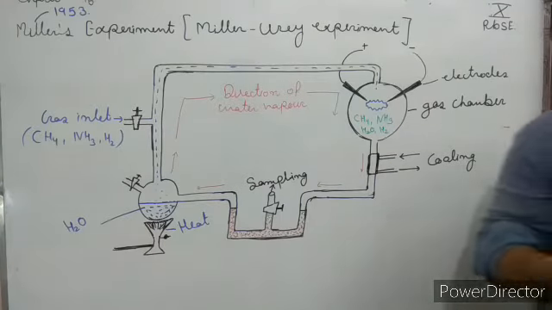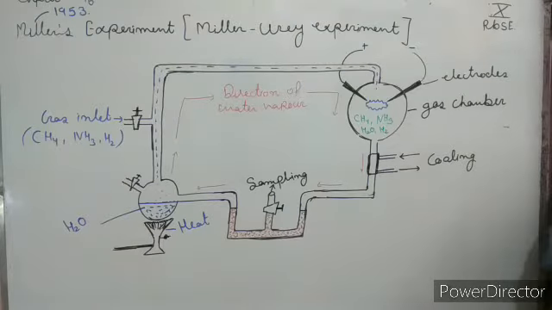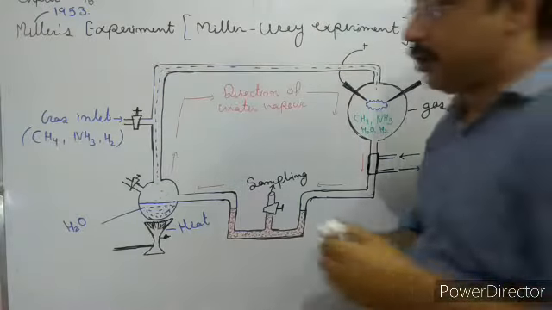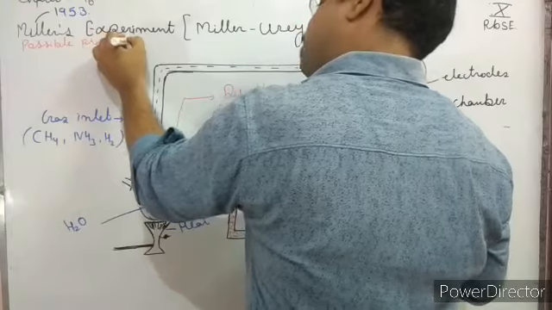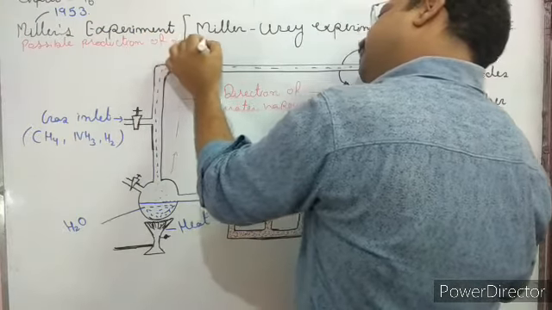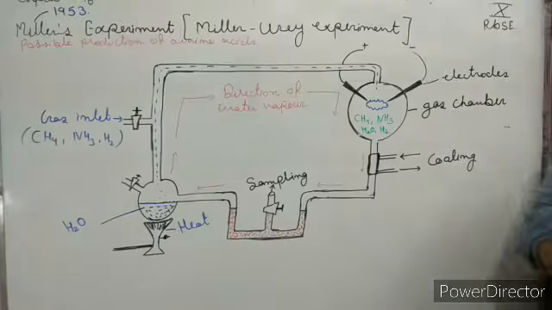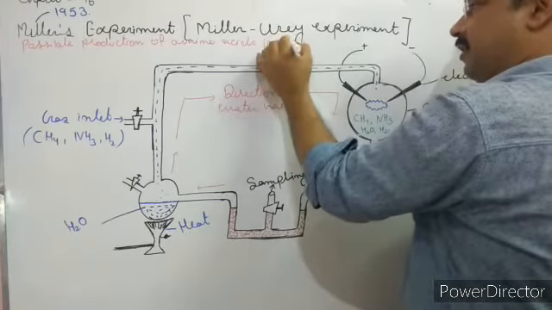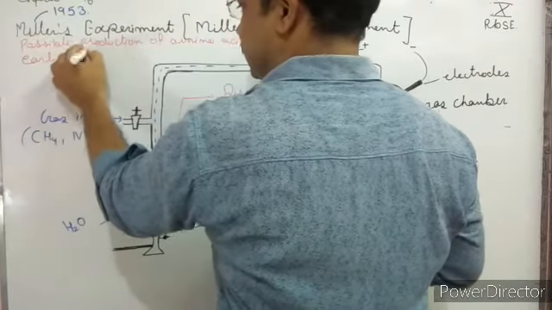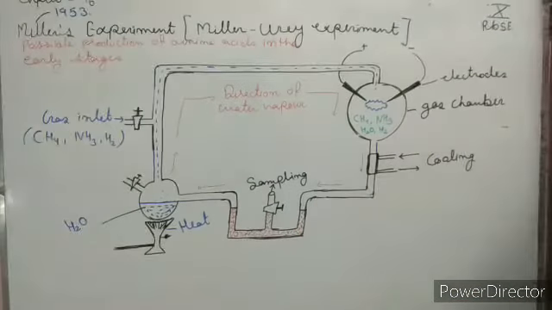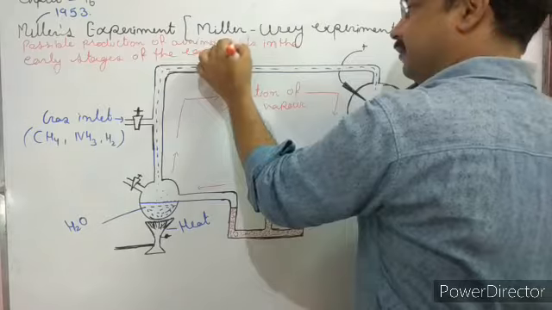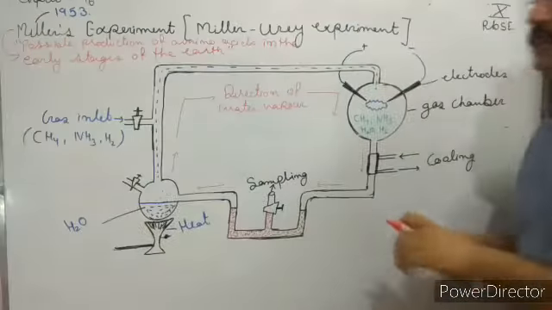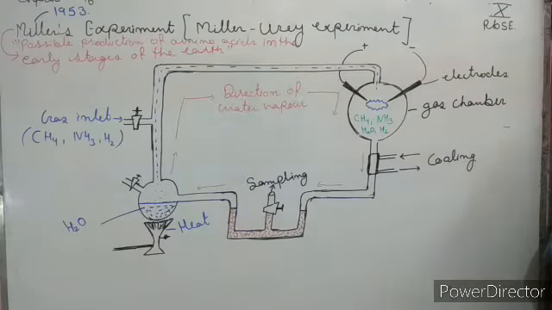Stanley Miller performed an experiment, and the name of the experiment is Possible Production of Amino Acids in the Early Stages of Earth. That is the name of Miller's experiment. Okay. In this experiment, he created the primitive condition.